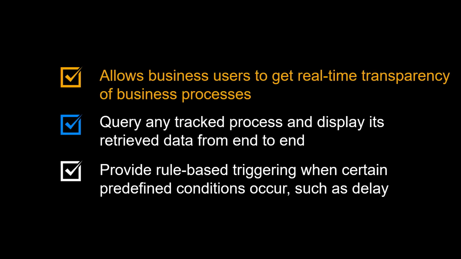Let's begin by looking at the benefits provided by GTT. It allows business users to get real-time transparency of business processes. They can query any tracked process and display its retrieved data from end to end. GTT provides rule-based triggering when certain predefined conditions occur, such as delay or damage to goods. The rules can also trigger follow-up activities such as sending emails to users or updating back-end systems.